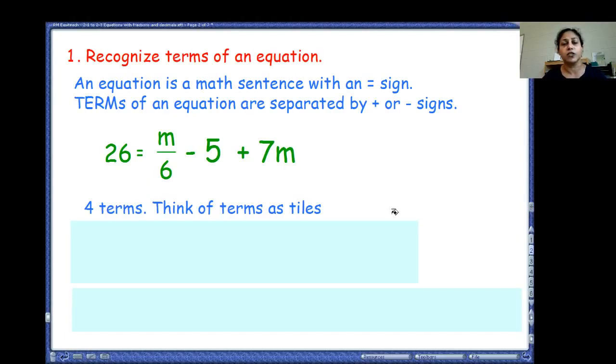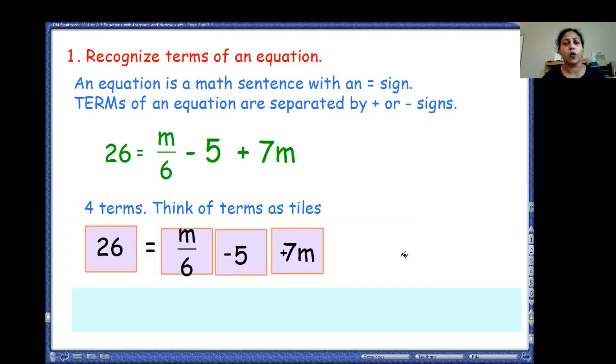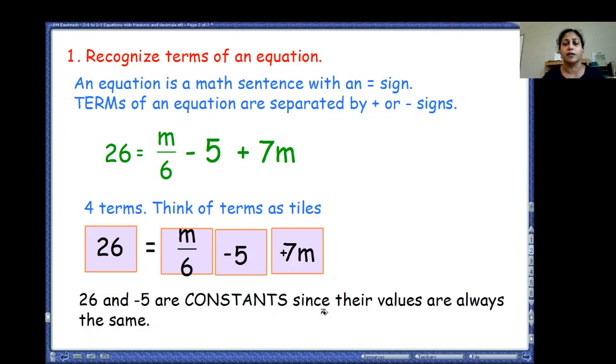Think of all these terms as tiles, and each tile is either positive or negative. The 26 is a positive 26, and we can rearrange these tiles. As long as you keep them on the same side of the equation, the sign will stay the same. The numbers 26 and the -5 are known as constants because their values always remain the same.